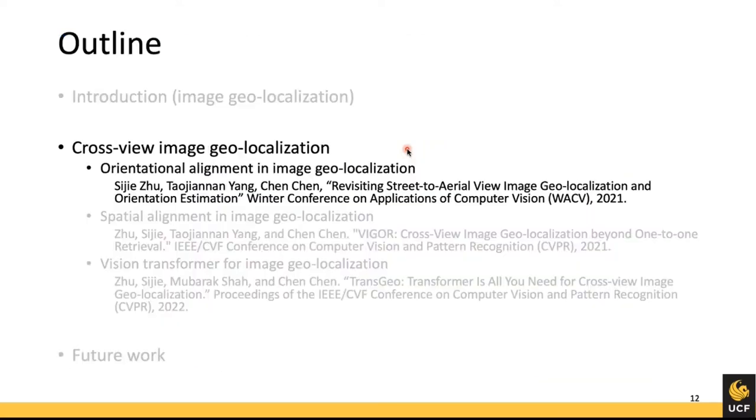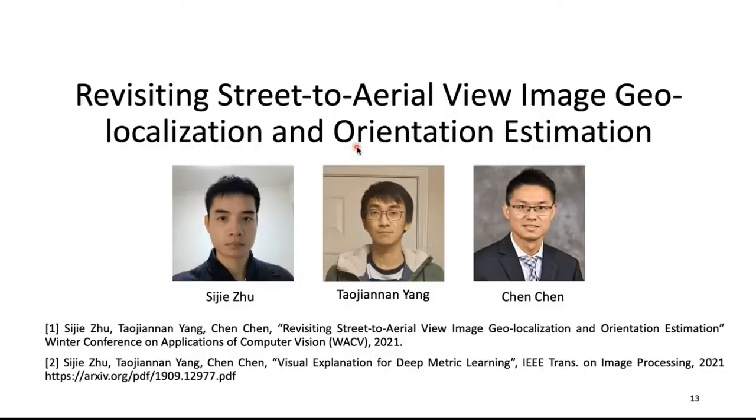The first work mainly discusses the issue of orientation alignment in image geolocalization. This is the work published in WACV 2021 with my students CJ and Tao.